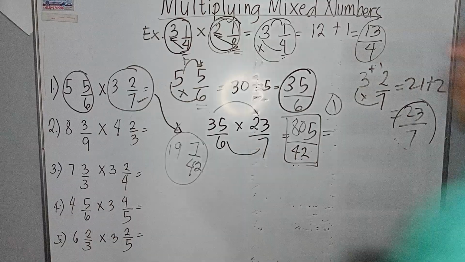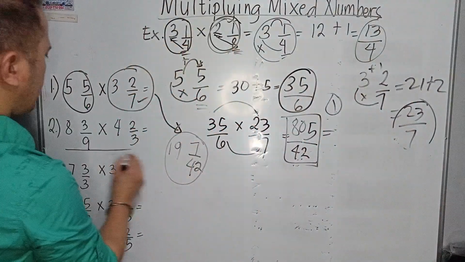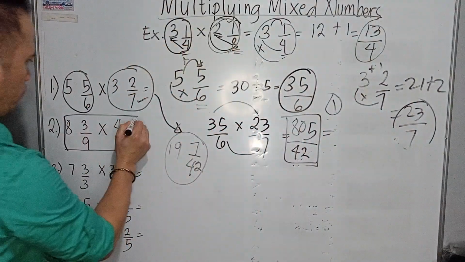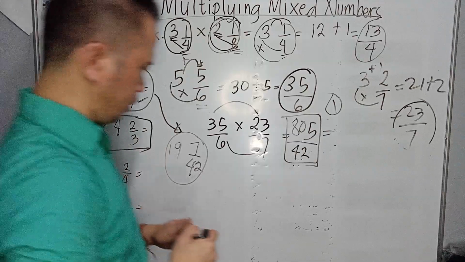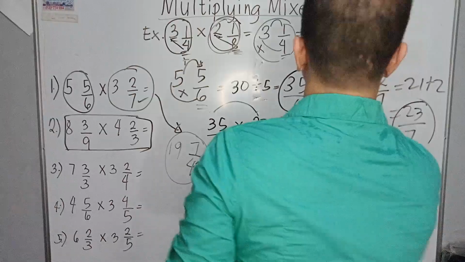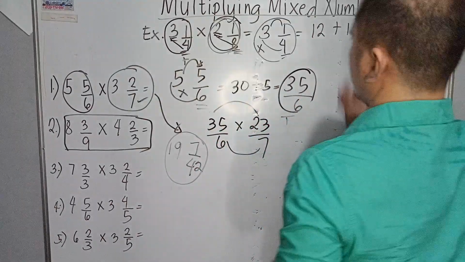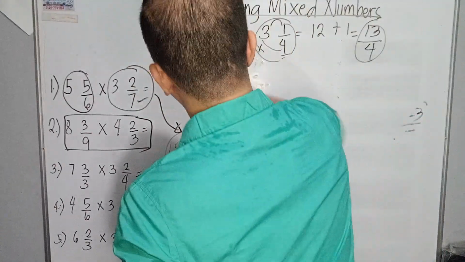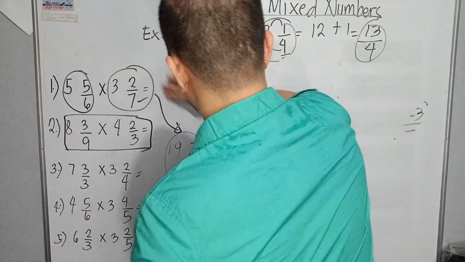Okay, let us proceed to number 2. We have here 8 and 3/9 times 4 and 2/3. So let's solve it first. So for number 1, so we're going to reset. Number 1 is done.